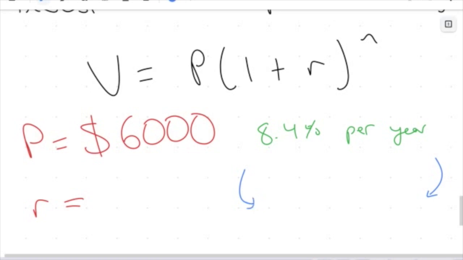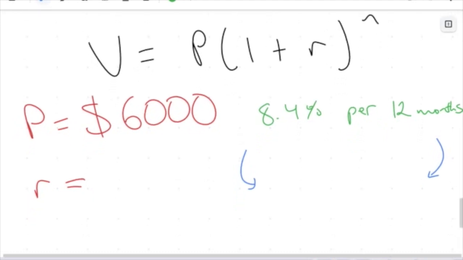8.4% per year. Another way we can write that is 8.4% per 12 months, right? Because 12 months and 1 year are the exact same thing. So it's the same period of time, just written slightly differently. So to get to a monthly thing, well, I want to find what my rate is per month.